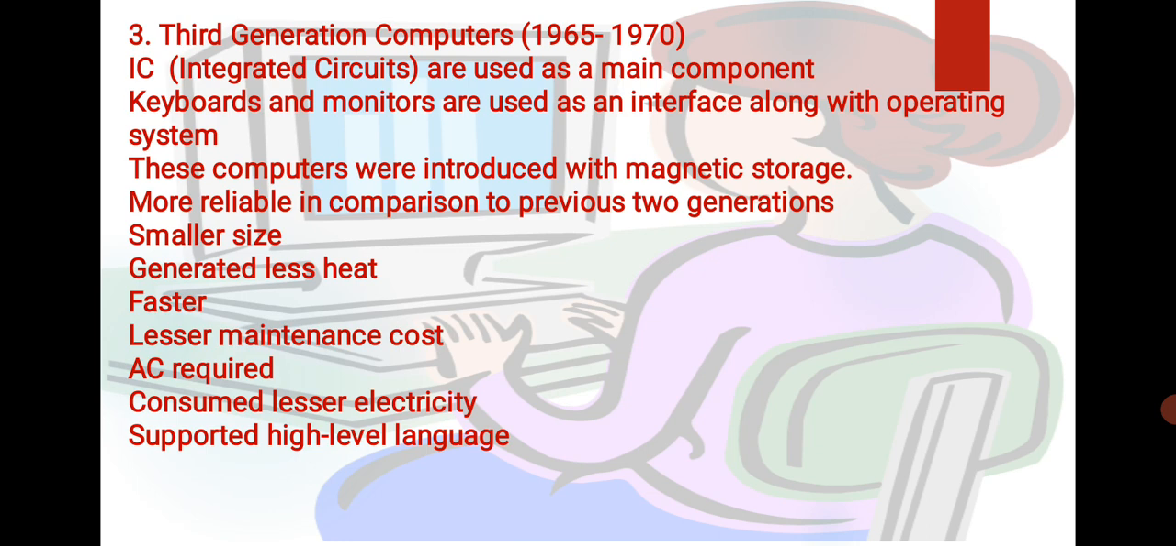Keyboards and monitors. You children all know, you all are familiar with the keyboard and monitors. Keyboard and monitors are used as an interface along with operating system. These computers were introduced with magnetic storage. That means within the third generation of computer, magnetic media are used as a storage of data and information. More reliable in comparison to previous two generations, smaller size, generated less heat, faster, lesser maintenance cost, AC required, consumed lesser electricity, supported high level language. So, these are altogether the characteristics of third generation computer.